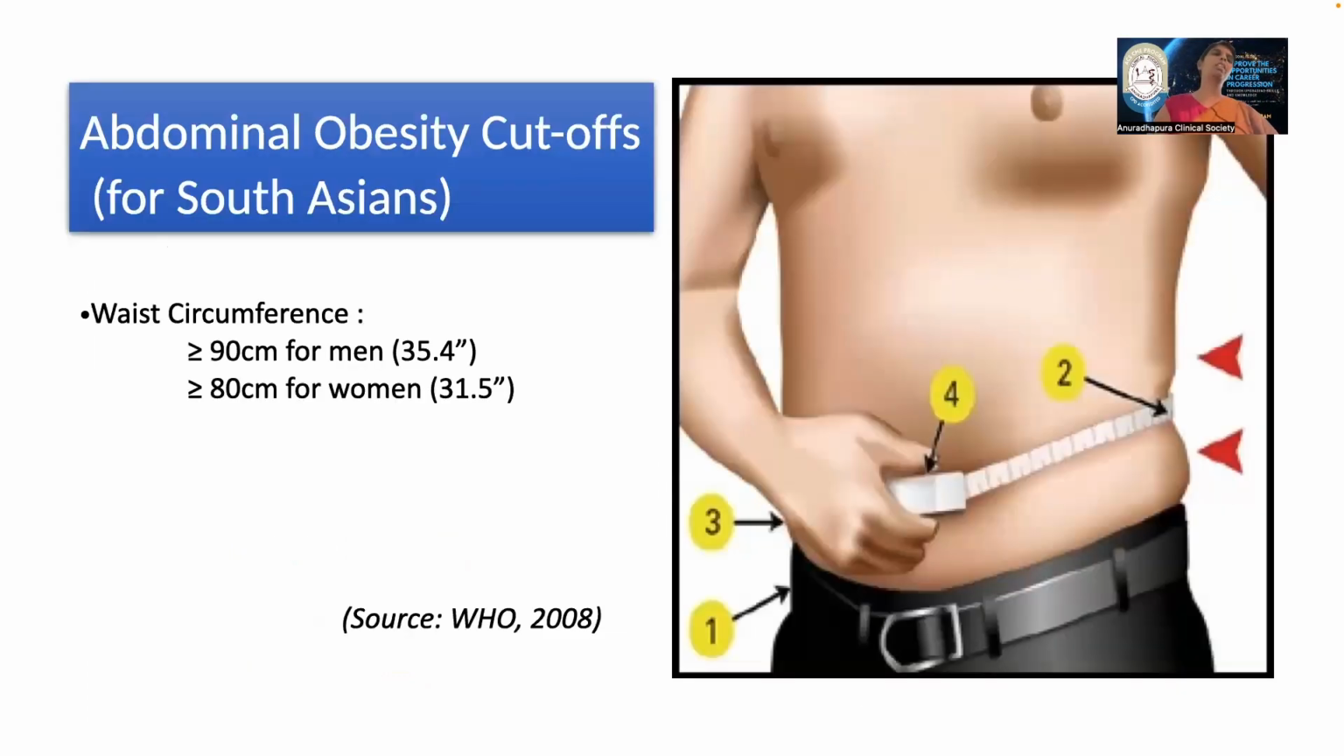And then abdominal obesity: waist circumference for men is abnormal if it is more than 90, and for women it is abnormal if it is more than 80. So even with a normal BMI, if your waist circumference is more than that, it means you have abdominal adiposity, which can lead to all the other complications.